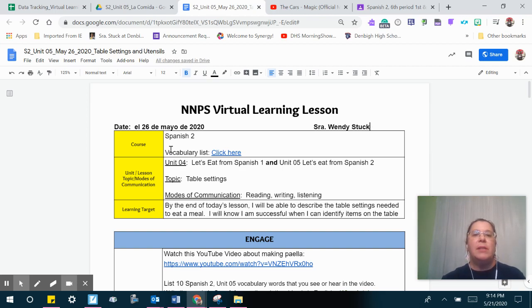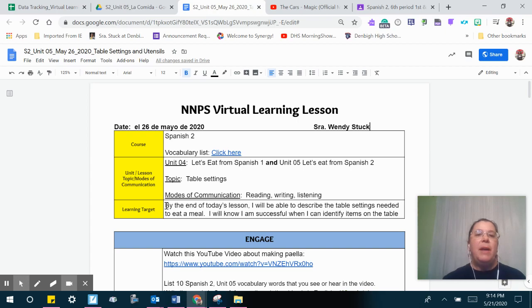For your vocabulary list, click here. What unit are we in? Well, Unit 4 was Let's Eat from Spanish 1. We are now in Unit 5, Let's Eat from Spanish 2. This vocabulary list will be your Spanish 2 list. The topic is table settings. The modes of communication are reading, writing, and listening.